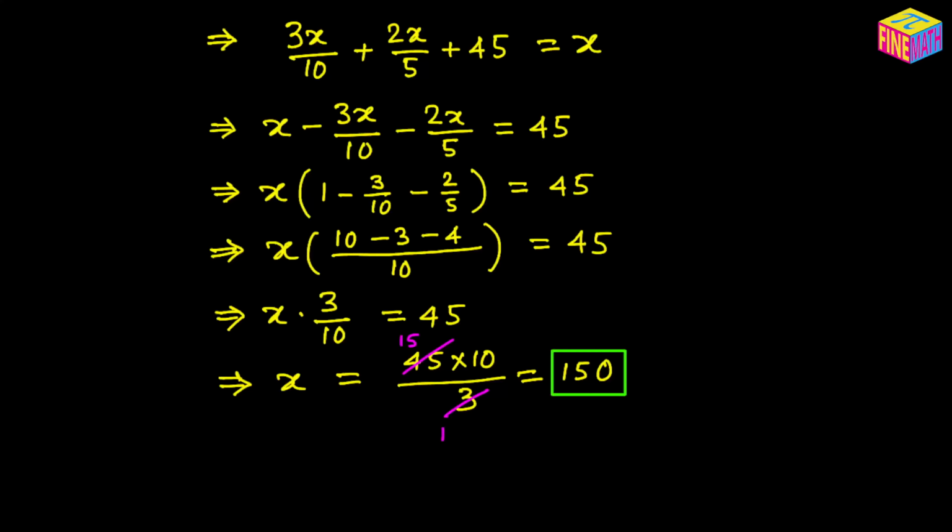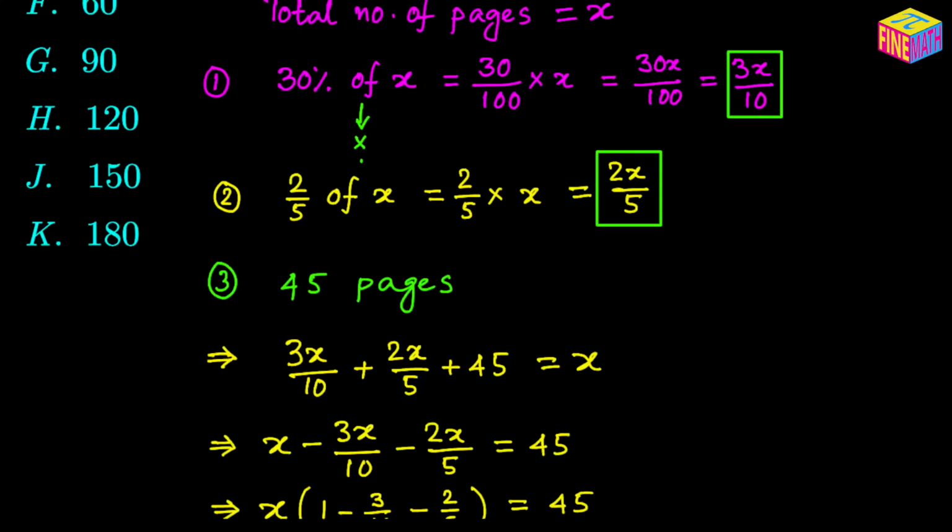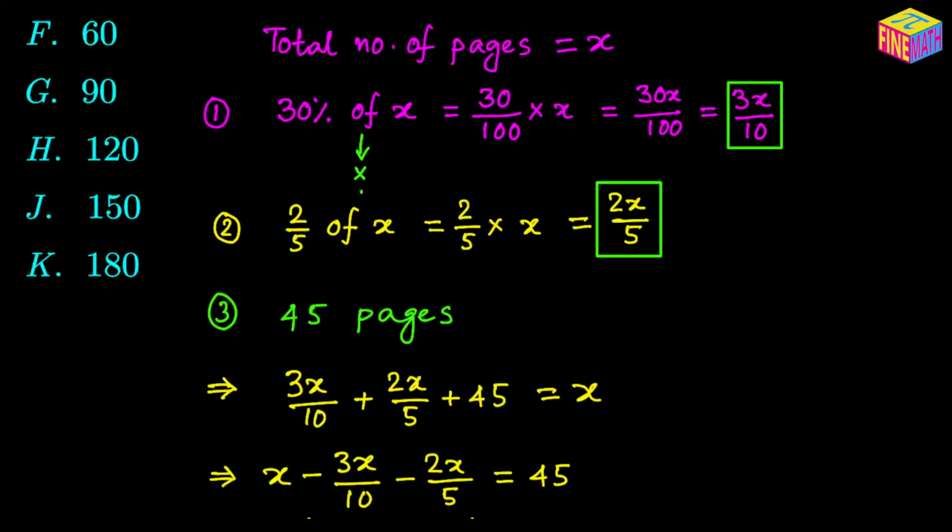So now let's find out which one is the correct answer option. If we look at our answer options, we have 150 under option J. So I'm going to highlight option J as our correct answer option.